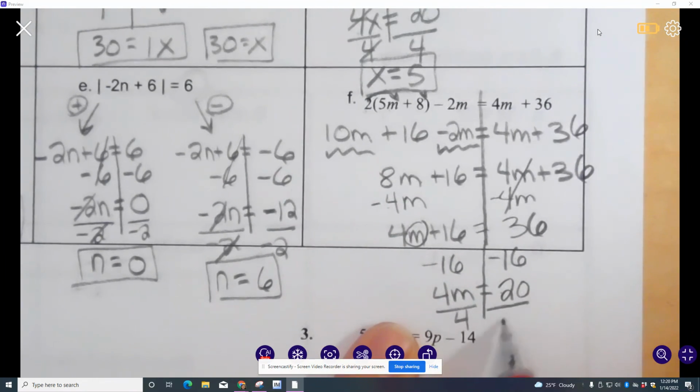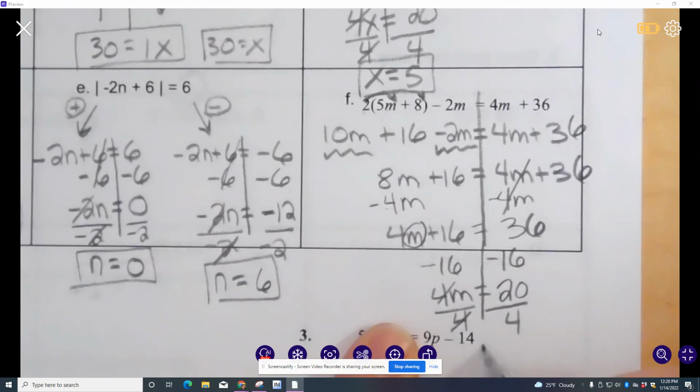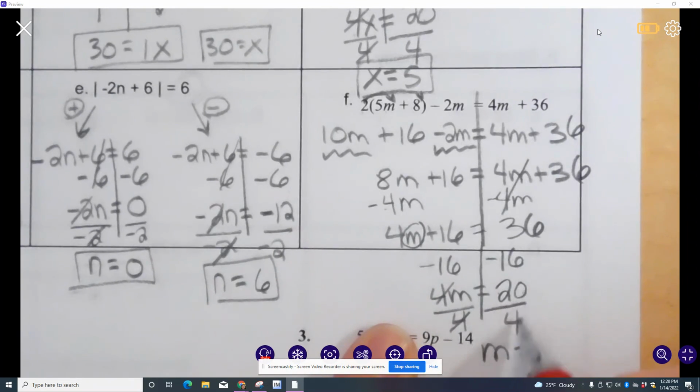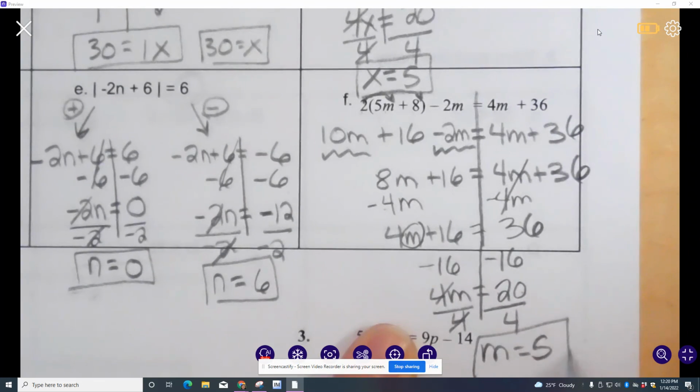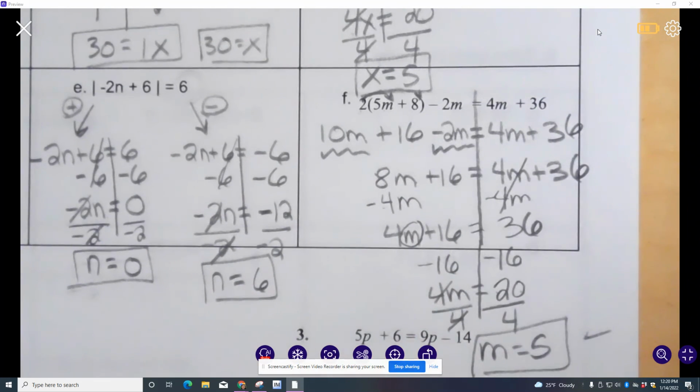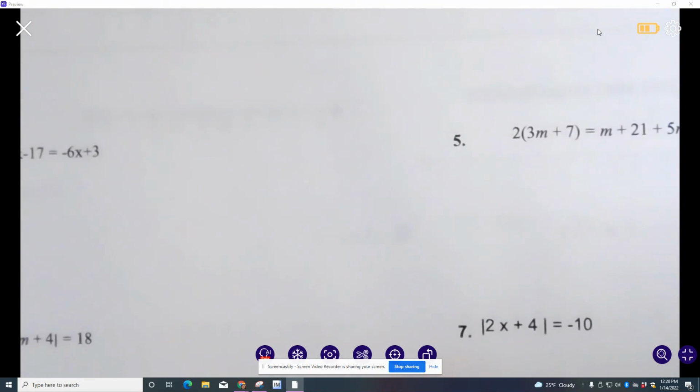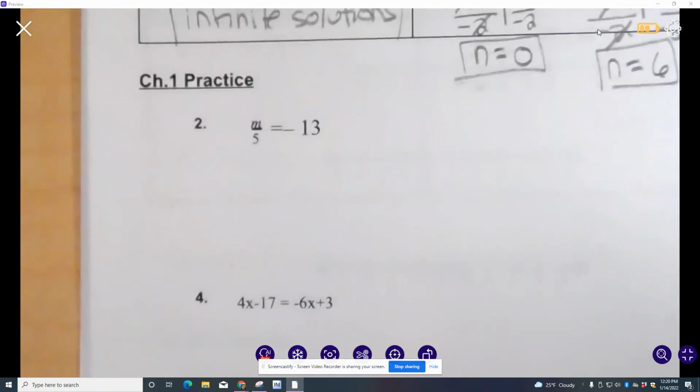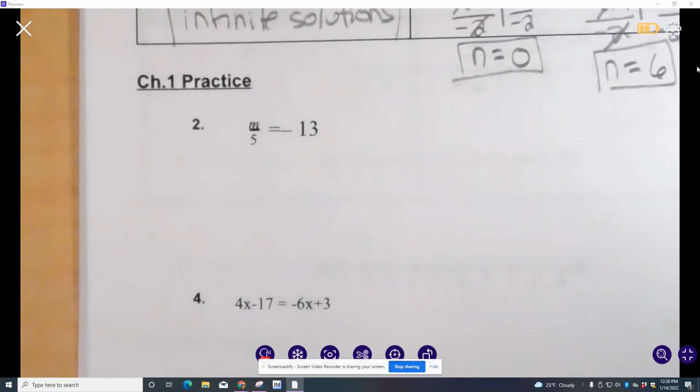Undo multiplying by 4 by dividing both sides by 4. 4 divided by 4 is 1, so I have 1m equals 20 divided by 4 is 5. Okay, much better. All right, that is your Chapter 1 review. Now you can continue on and do the practice on your own.